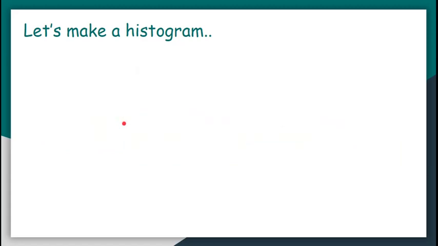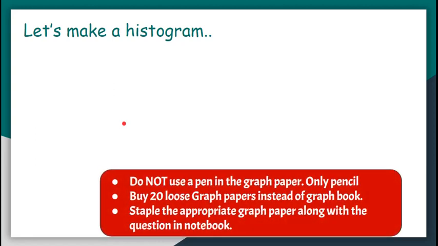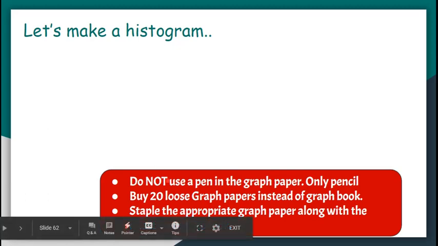Let's move ahead and note a few things before we go to the steps of making the histogram. Number 1, you are going to use a graph paper for this histogram. तो graph paper पे बनेगा. तो अगर अभी आपके पास graph paper नहीं है, प्लीज़ वीडियो पॉज करिए, जाके around 20 loose graph papers ले आओ। अगर आपके पास पुराना ग्राफ बुक है सो उसमें से you can tear out the graph papers and draw from there. If you don't have and you are going to buy, do not buy a graph book, rather buy loose graph papers.